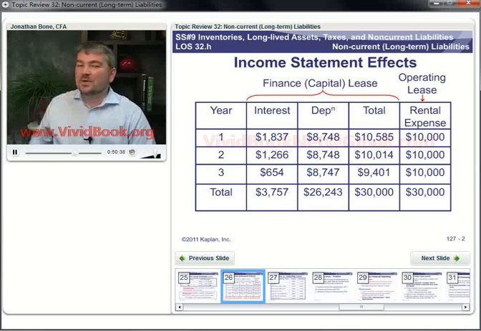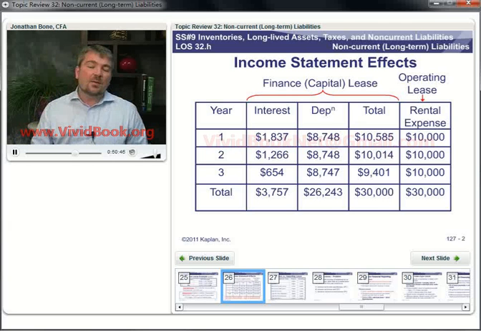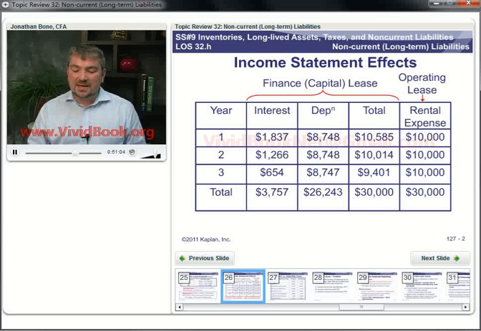Again, it's worth pointing out as well, if you look at the total amount of interest and depreciation, add those together, you get 30,000. Total amount that goes through the income statement under the operating lease, also 30,000. So the total amount of expenditure that goes through our income statement is the same under an operating lease and a finance lease over the asset's life. It's just that we have more expense in the earlier years for the finance lease and less expense in the later years.